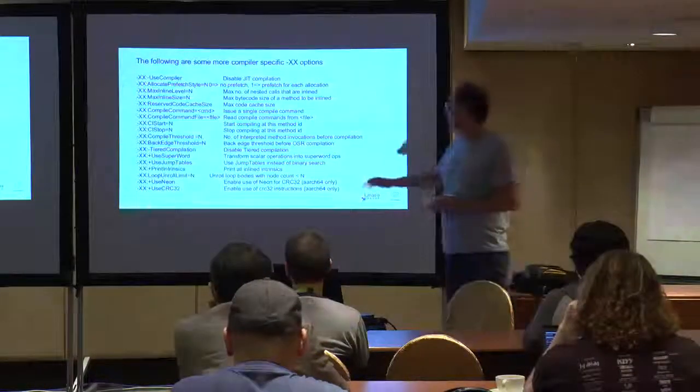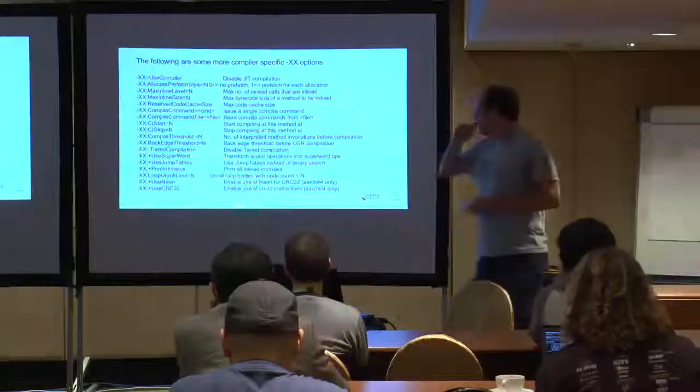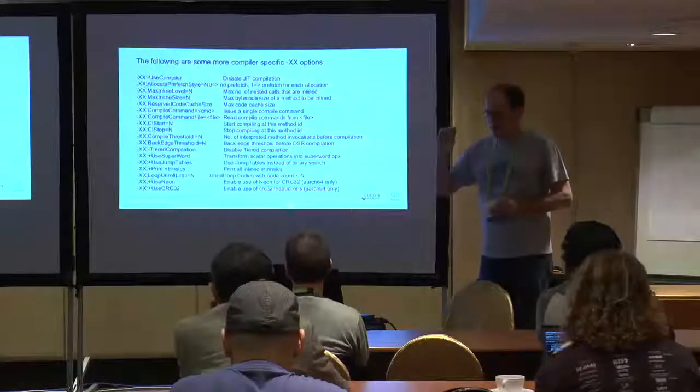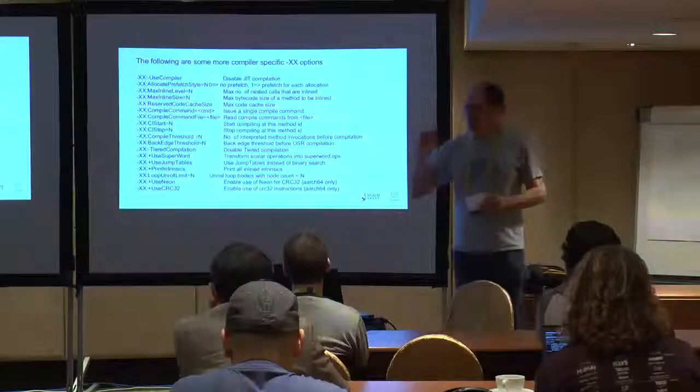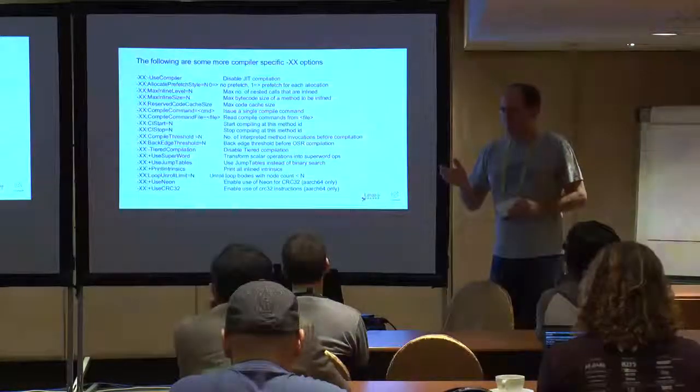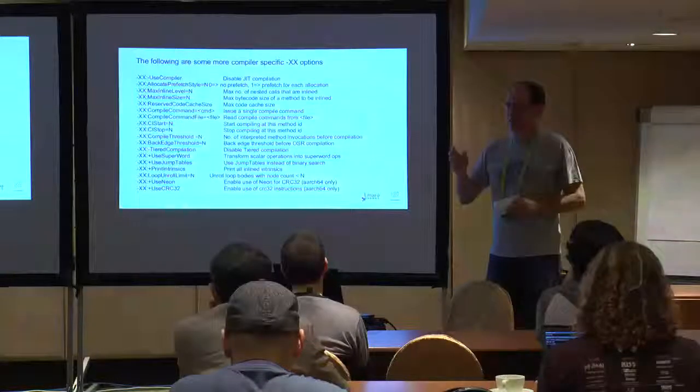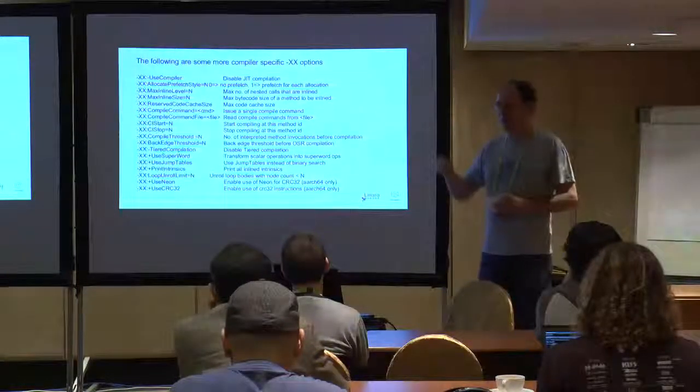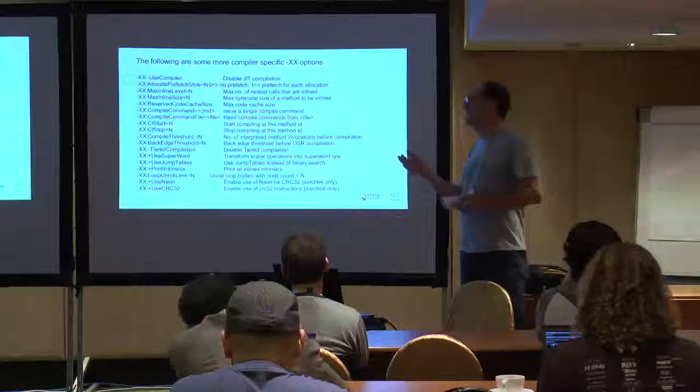Tiered compilation. You can enable or disable tiered compilation. Tiered compilation is a technique where it executes first with the template interpreter, then compiles with the C1 compiler, and then with the C2. Why would you want to do that?